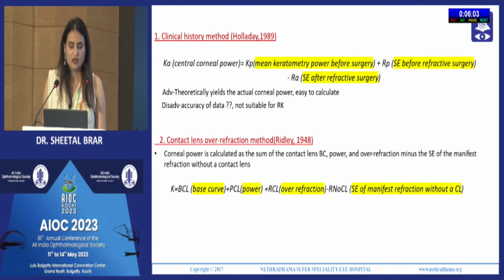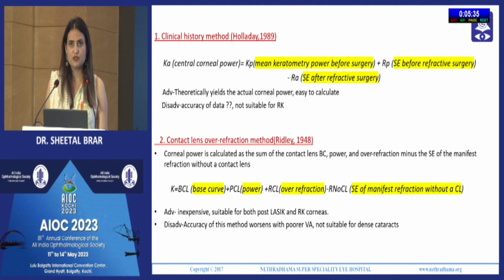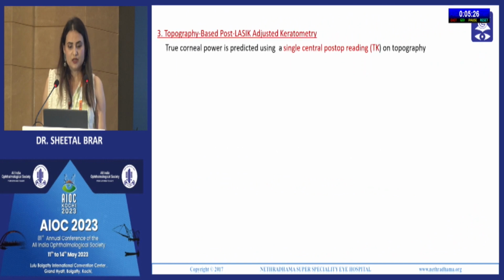and it is also not suitable for RK eyes. The contact lens over refraction method was proposed by Ridley. In this method, you calculate the corneal power as the sum of the base curve of the contact lens, the power of the contact lens, and the over refraction, minus the spherical equivalent of the manifest refraction without a contact lens. This is an inexpensive method and is suitable for both post LASIK and RK corneas. However, its accuracy reduces with poorer visual acuity, and it is also not suitable for denser cataracts.